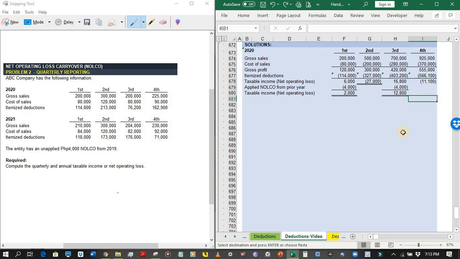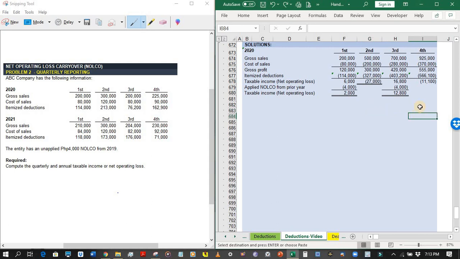So which means that for the 12-month period, we have not earned any taxable income. Instead, we have a net operating loss because the gross profit for the 12-month period is 555,000, which is less than the itemized deductions for the 12-month period, which is at 566,100. So which means that any taxable income computed during the quarterly filing as well as the net operating loss is not yet final. The final taxable income or net operating loss is computed on an annual basis.